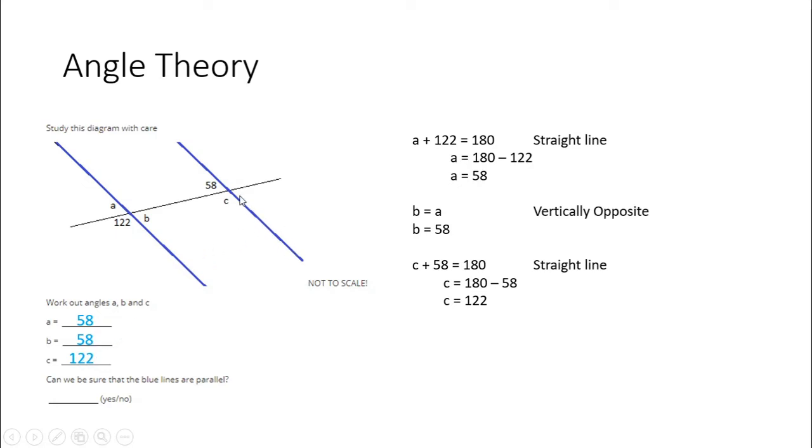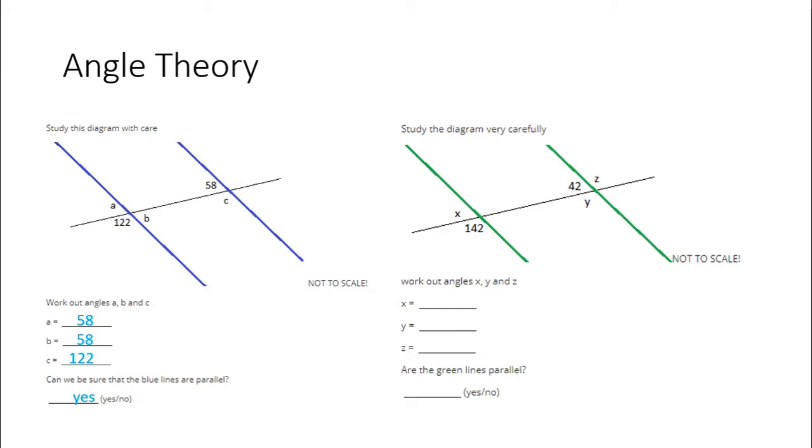Also, if this line is parallel to this line, then C and the 120 degrees also make an F pattern. They would be corresponding. And if they're corresponding, they should be equal. And C is equal to 122. So with all of those rules working out nicely for me, yes, I am sure that these blue lines are parallel.